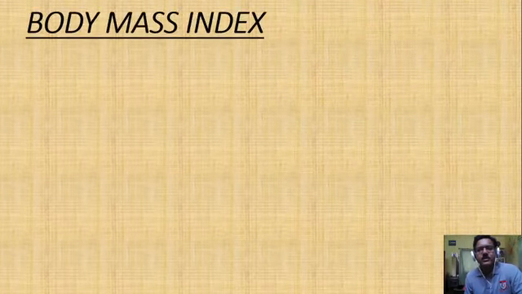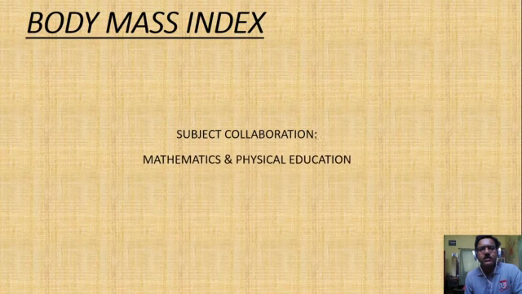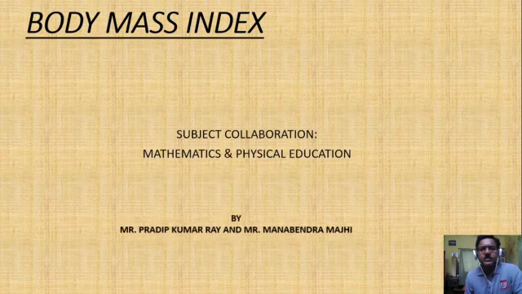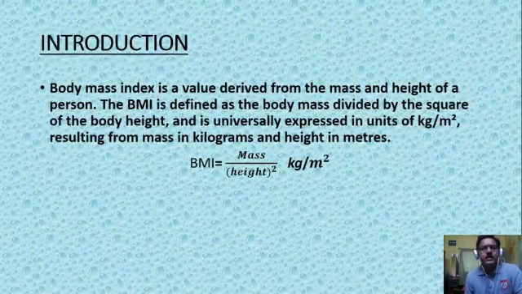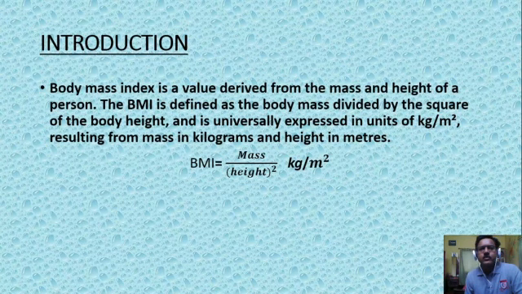Thank you, Mr. Maji. It's a subject collaboration, not coalition, between mathematics and physical education. The topic is BMI. Body mass index is a value derived from the mass and height of a person. The BMI is defined as the body mass divided by the square of the body height and is universally expressed in units of kg per meter square, resulting from mass in kilograms and height in meters. That is why BMI is equal to mass by height square, and the unit will be kg per meter square.